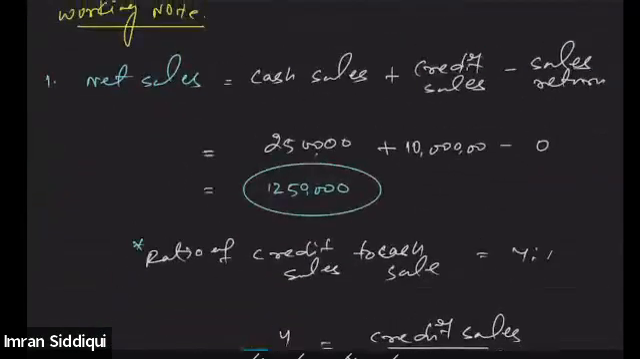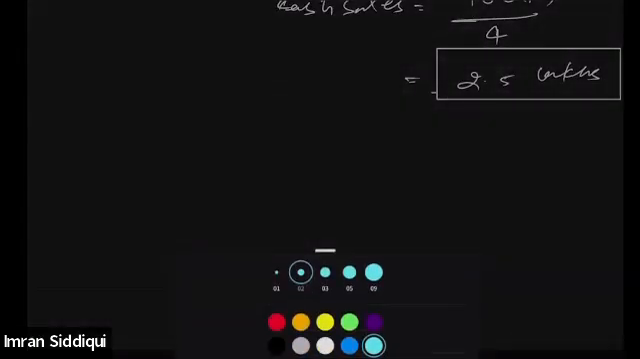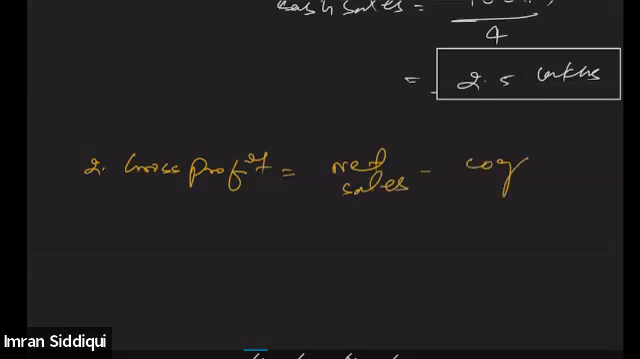Okay. Now, in order to find out the gross profit, we will have to prepare an extra working note, right? How do we determine gross profit? Any idea? It is net sales minus COGS. Net sales we already got, 12,50,000. And to find out the COGS, you remember the formula. Formula for finding out the COGS is purchases, right?